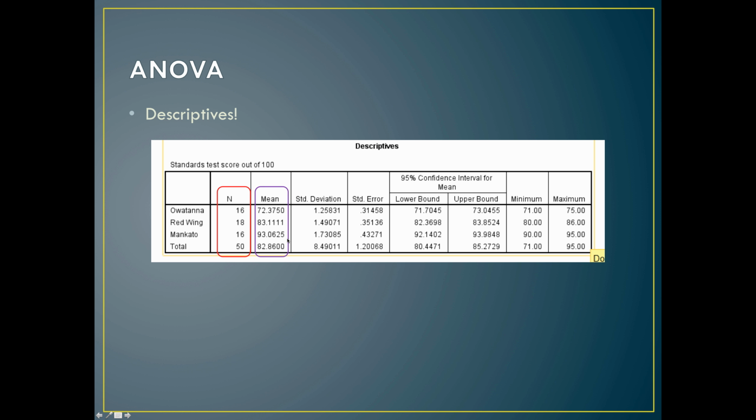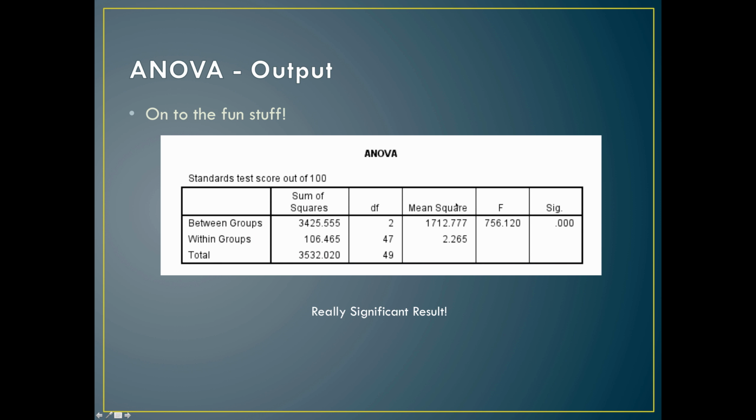Right here you can see your mean scores for the standardized tests. So for Owatonna, it's 72.3, Red Wing 83, Mankato 93, and so on. You get your standard deviation, and it's pretty cool, that gives you the confidence intervals. Now this is your meat and potatoes here. So this is your ANOVA output. As you can see, it states ANOVA right on top, so you cannot be confused. And this is where you're going to actually be reading to obtain your F value first of all, and also if your ANOVA is significant or not.